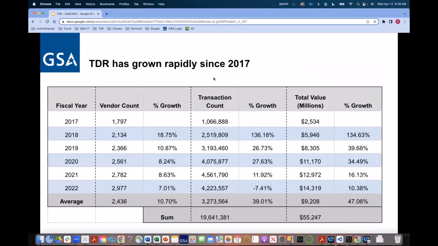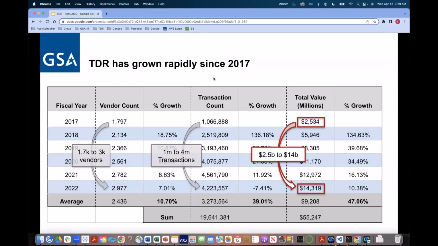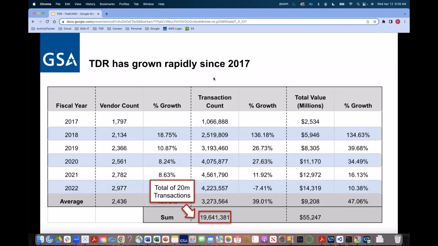Since its inception in 2017, the number of vendors in this program has gone from 1,700 to 2,900, with a 10% average growth over the time period. The number of transactions has gone from 1 million annually to 4 million, with a 39% overall growth. The total value has gone from 2.5 billion to 14 billion, with a 47% total growth. So far the TDR database has over 20 million transactions, as of 2023, and over $55 billion in value.